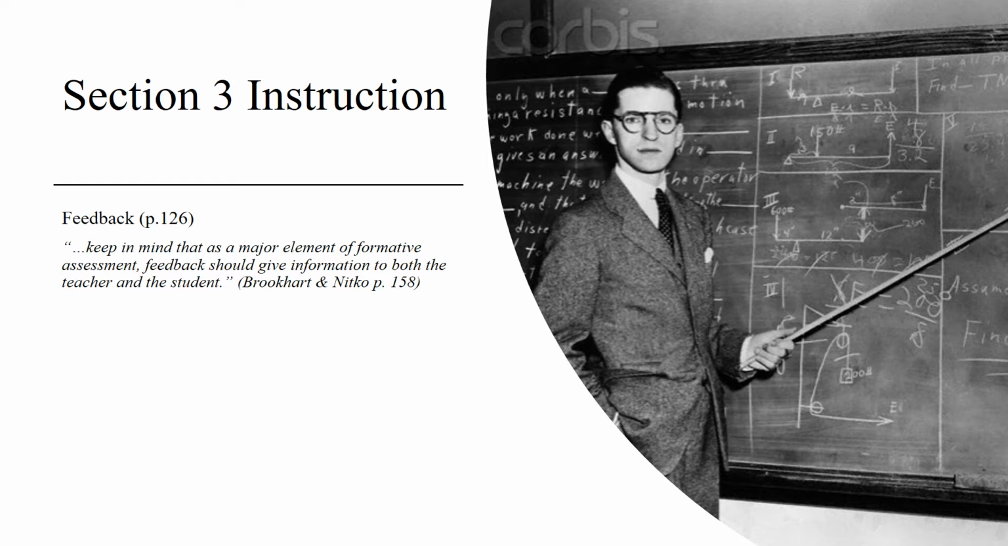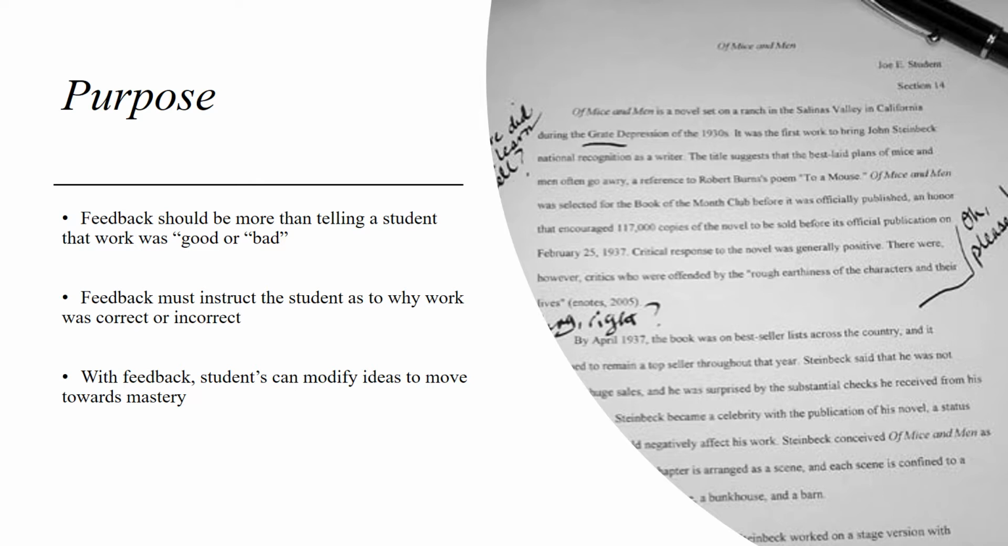Section 3, Instruction. Specifically, feedback. The purpose of feedback is to confirm ideas that students have that are correct and to fix ideas or procedures that they have that are not correct. Feedback needs to be more than telling a student that the work they've done was good or bad. Feedback needs to instruct the student as to why the work was correct or incorrect. With feedback, students can modify ideas, and that helps them move towards mastery. Feedback is a very powerful tool, as it is one of the few times that a teacher can address students in a one-on-one setting, even if it's only with a couple of sentences.